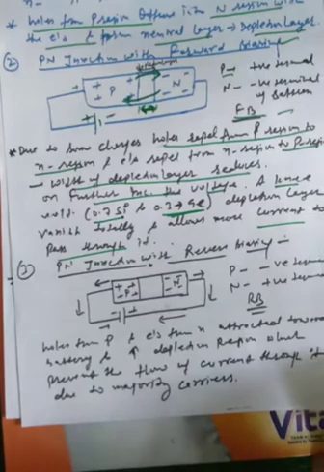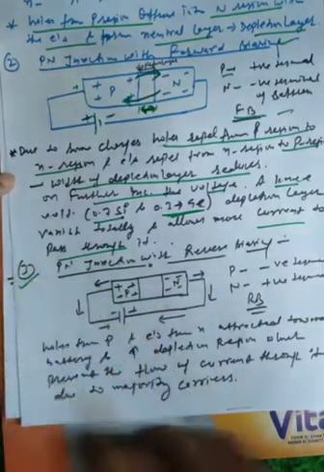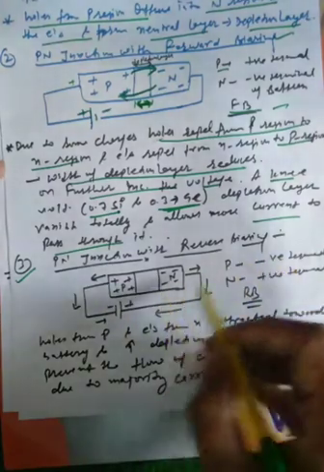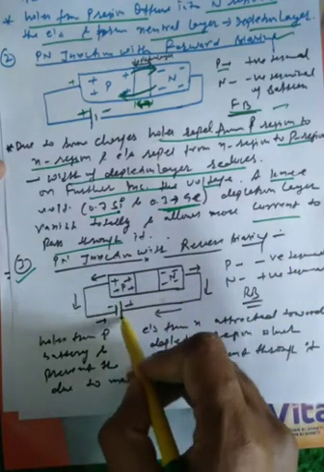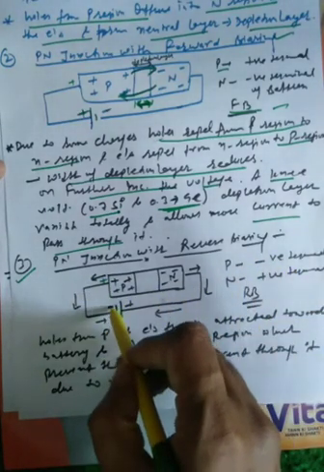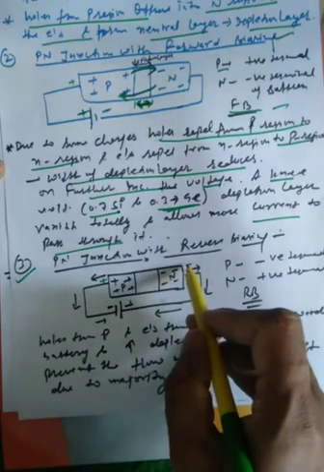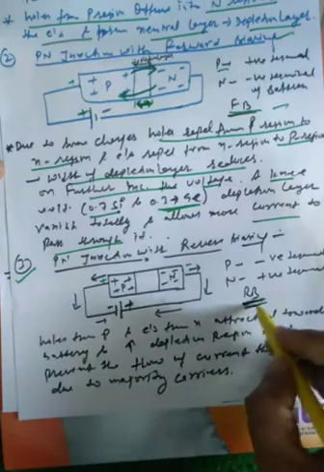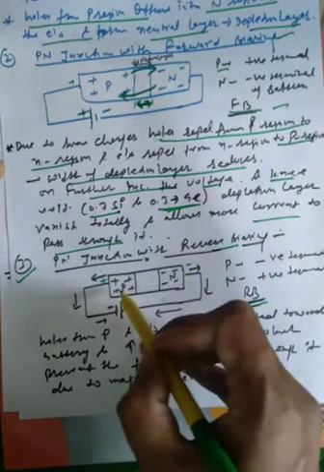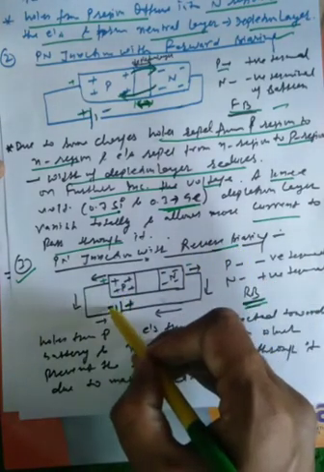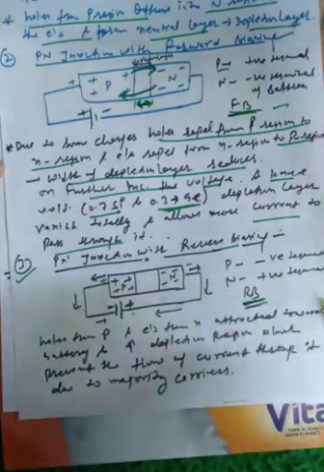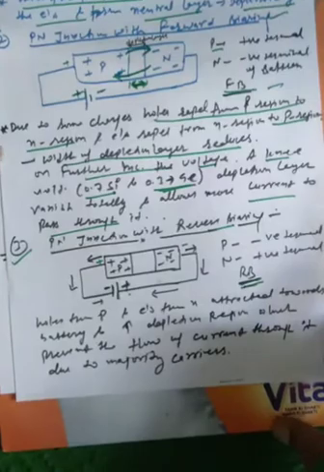And next case is PN junction in a reverse biasing mode. In reverse biasing mode, what happens? We apply the battery. Positive is connected with the N terminal and negative is connected with the P terminal. This type of biasing is known as the reverse biasing. When P is connected with the negative and N is connected with the positive, this is known as the reverse biasing. What happens in the reverse biasing?